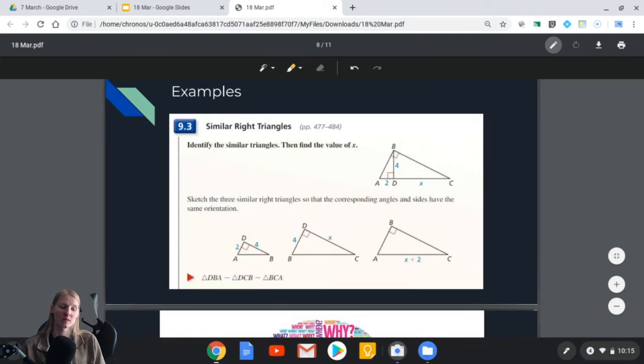9.3 was the similar right triangles. Identify similar triangles, find the value of x. Remember to redraw the triangles. If you're a superhuman and you don't need to, good for you. But I am not a superhuman, and I need to redraw them. It helps me. So if you need to redraw them, you do that too.